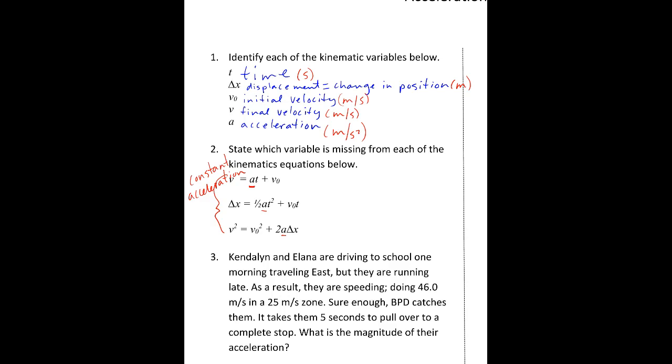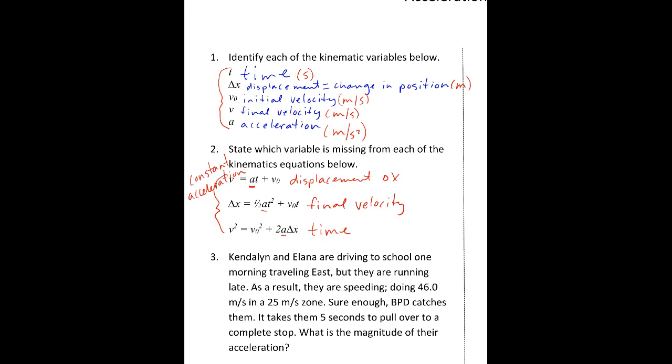All right, what variables are missing below? Here are the variables that I'm looking at, and I can see that the first equation does not have displacement. There is no delta x in that first equation. And the second equation, it might take you a little bit to figure it out, but it is the final velocity. We do not know the final velocity if we use that equation. And then for the last one, the variable that's missing is time.